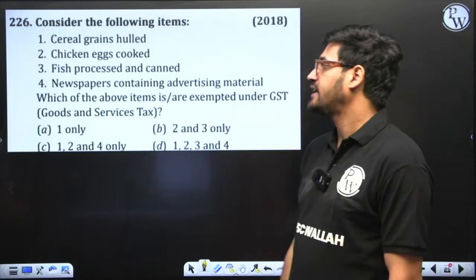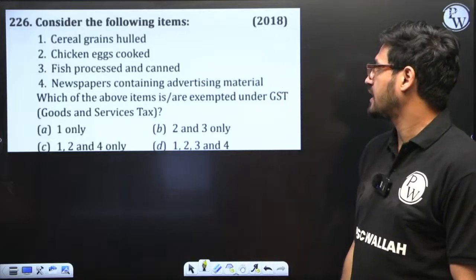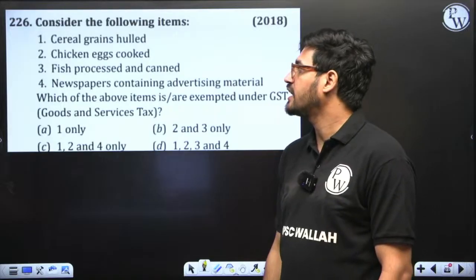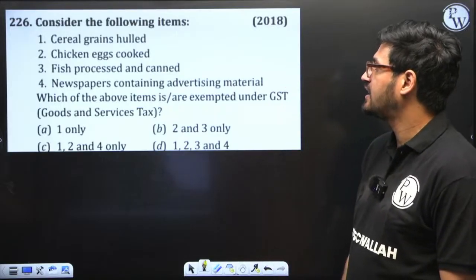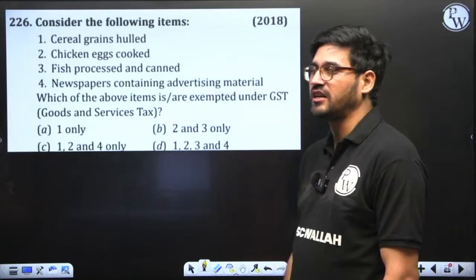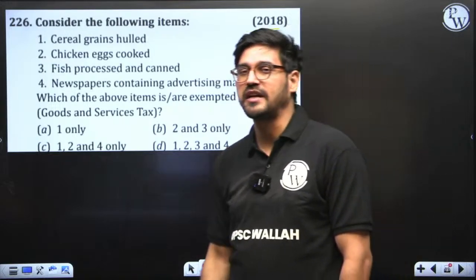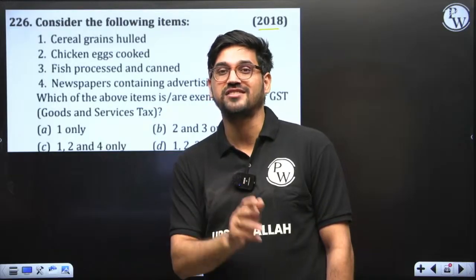Consider the following items. Which of the above items is or are exempted under the GST? First one says cereal grains hulled, chicken eggs cooked, fish processed and canned, newspapers containing advertising material. Now, this is a question which was asked in 2018. GST was introduced in 2017. Quite obviously, it was current affairs then.